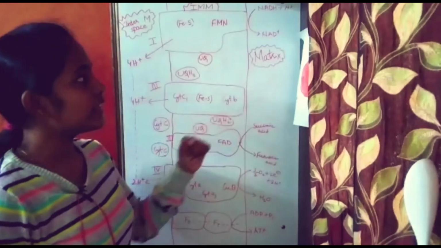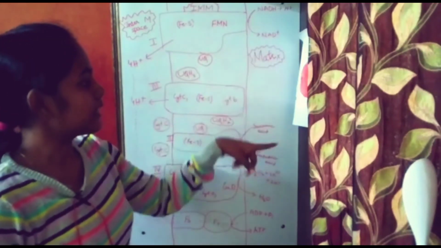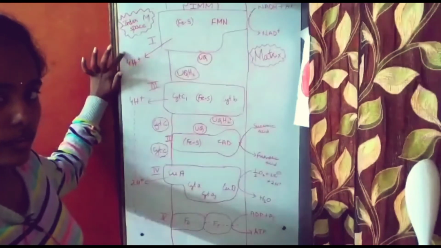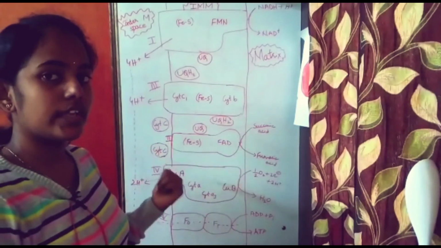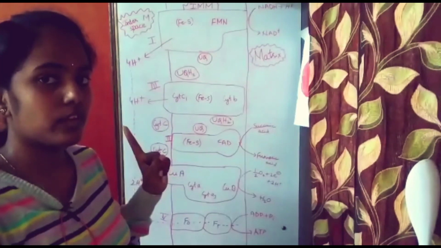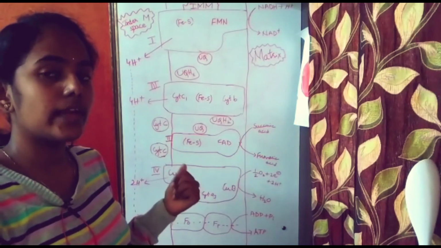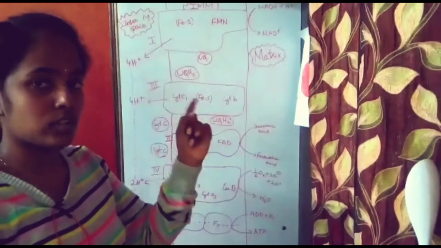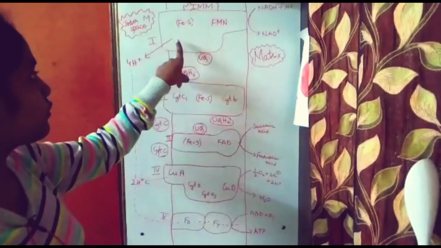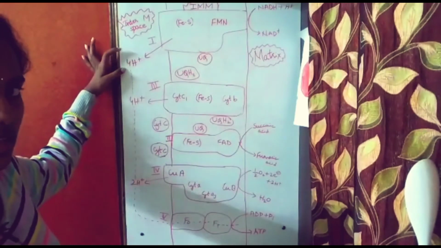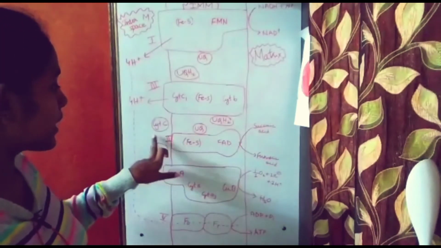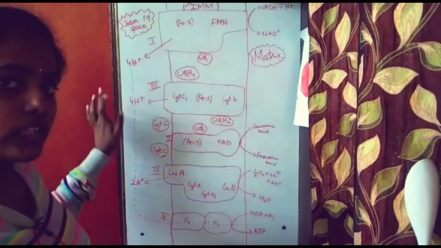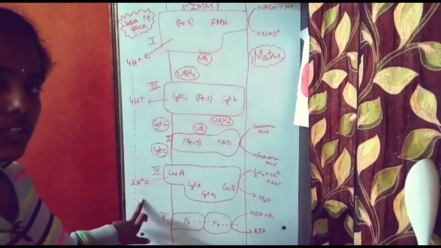Due to the energy released from the oxidation of NADH plus H plus and FADH2, protons will be accumulated in the intermitochondrial space. This is called oxidative phosphorylation. Whereas in photosynthesis, protons will be accumulated in the lumen of the thylakoid. That is called photophosphorylation. You have to note that from the first complex, 4 H plus are accumulated. From the second complex, no protons will be accumulated. From the third complex, 4 H plus. From the fourth complex, 2 H plus.